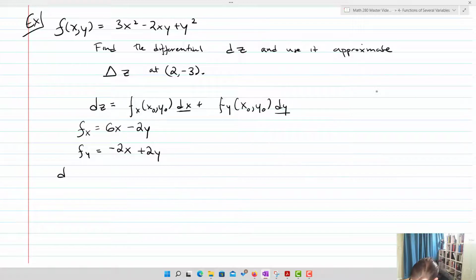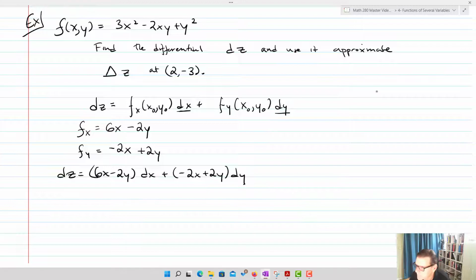I'll write my differential now. dz is going to equal (6x minus 2y) dx plus (negative 2x plus 2y) dy. Okay? And what we get here is actually something called an exact differential equation. Kind of cool idea.